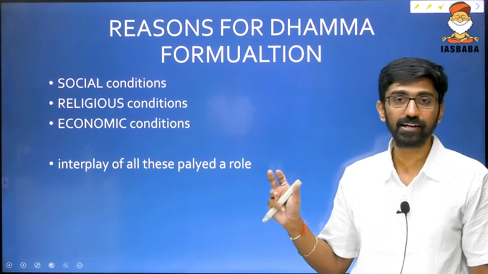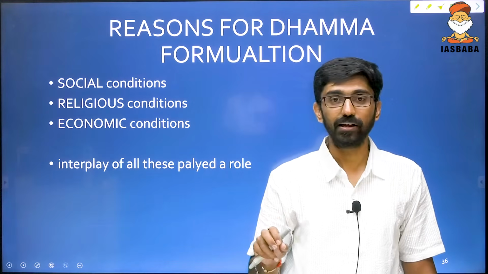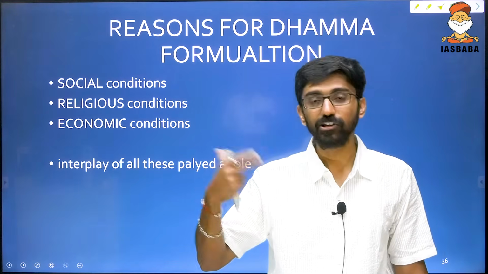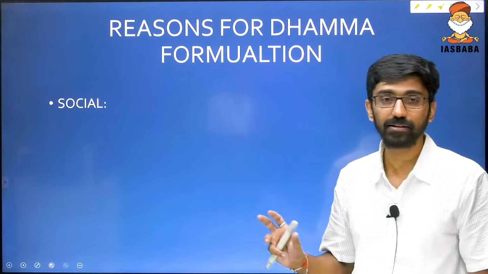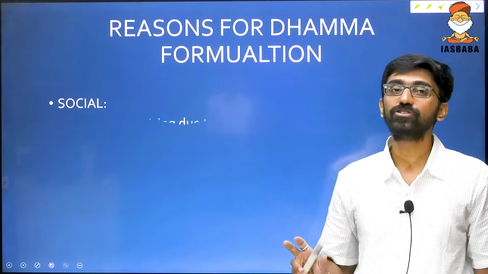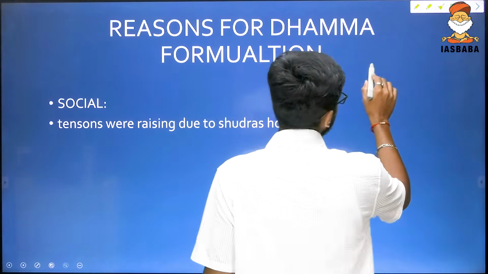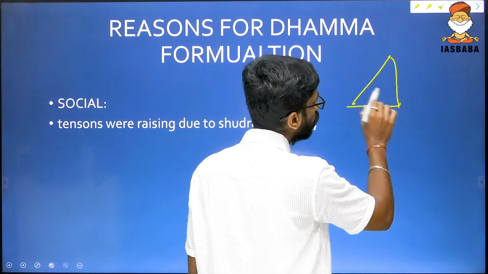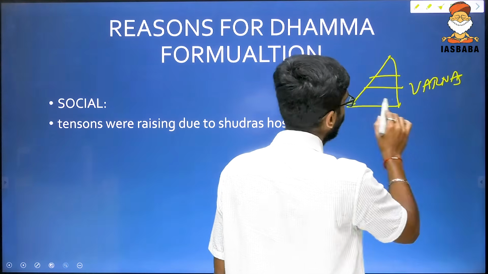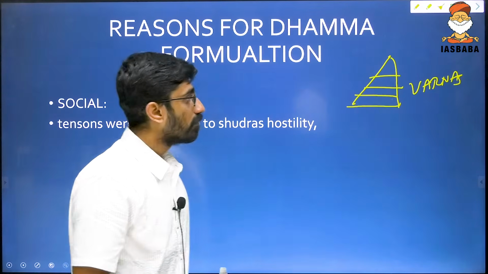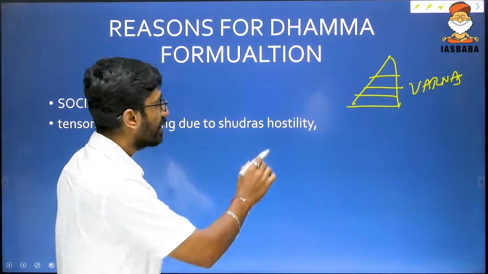Because one influenced the other. How the economy was shaping up influenced society, and how the society was shaping up influenced new ideas, new religious ideas. Now first look at the social reasons. What were the social conditions during that point of time? Because of this hierarchical system in the society, that hierarchy into different classes, or different varnas, there are 4 different varnas.